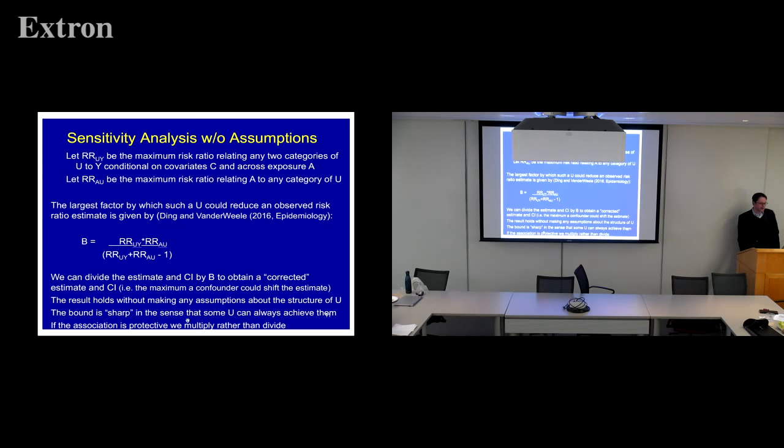These bounds are sharp in the sense that we can always construct a U with the parameters that we've specified, which achieves that bias factor, which really does alter the effect that much. So a given unmeasured confounder might not affect the risk ratio estimate as large as the bias factor that we've calculated. It may be less than 1.5, but we can always construct a binary unmeasured confounder that will in fact shift the risk ratio by a factor of 1.5.